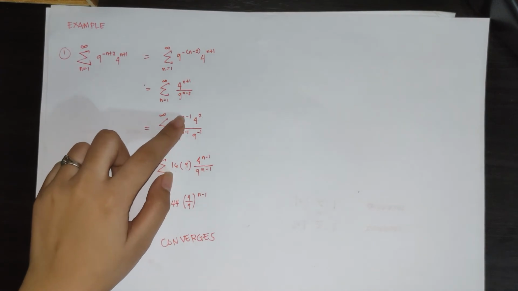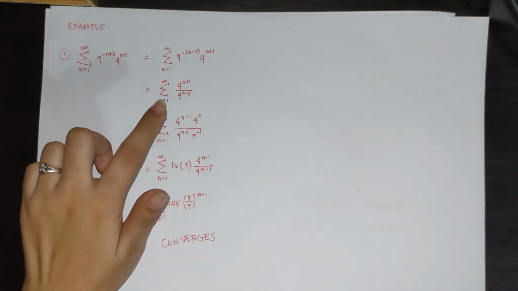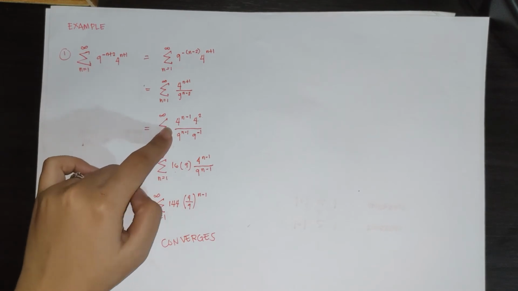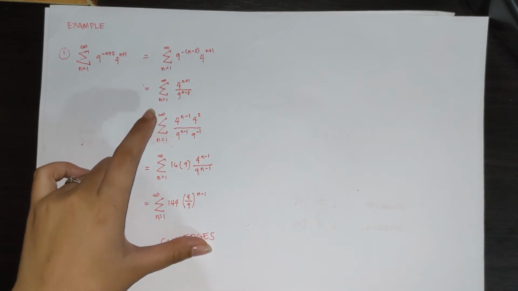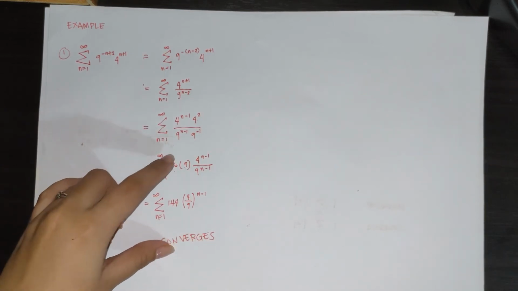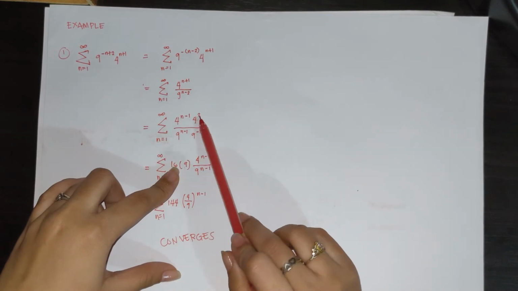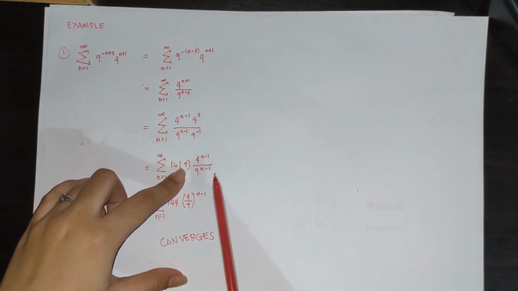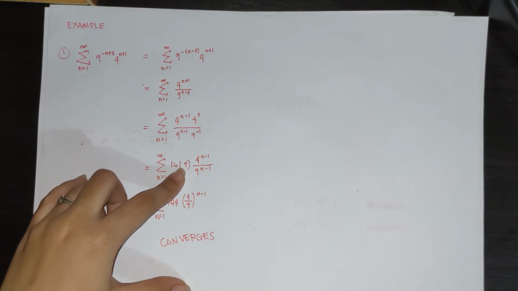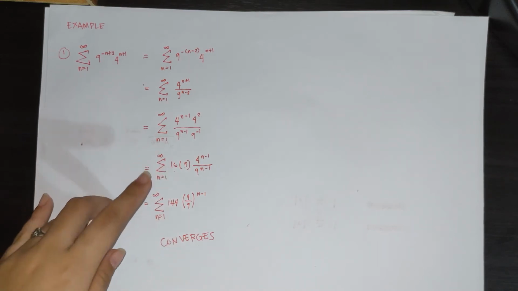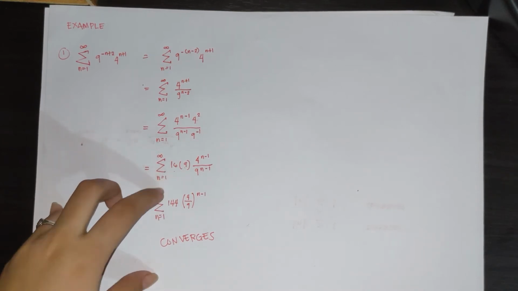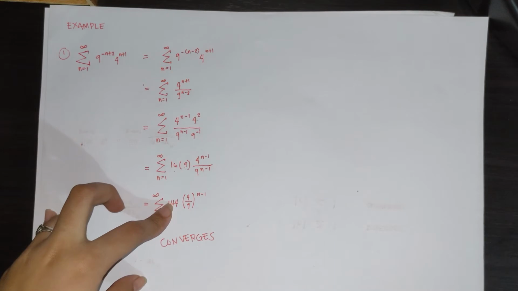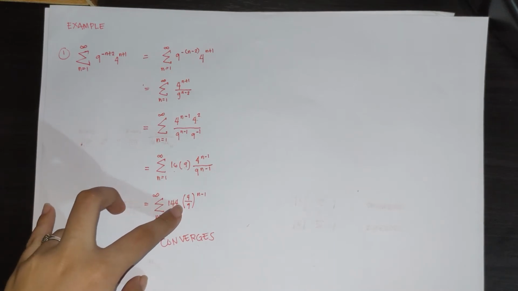So 4 to the power of n minus 1 times 4 to the power of 2 over 9 to the power of n minus 1 times 9 to the power of negative 1. And then we write the term 16, which is this, times 9, this, times 4 to the power of n minus 1 over 9 to the power of n minus 1. And then multiply: 144 times 4 over 9 to the power of n minus 1.